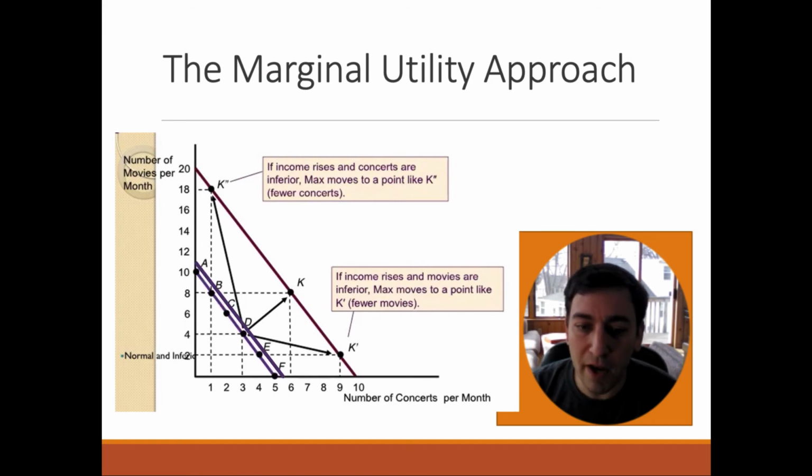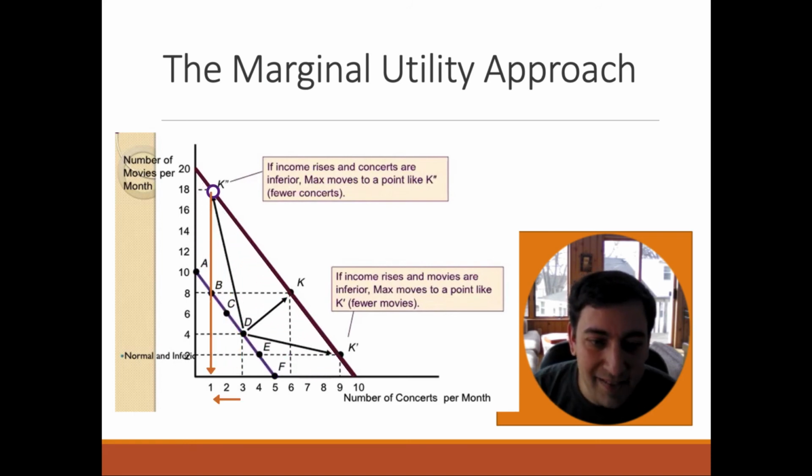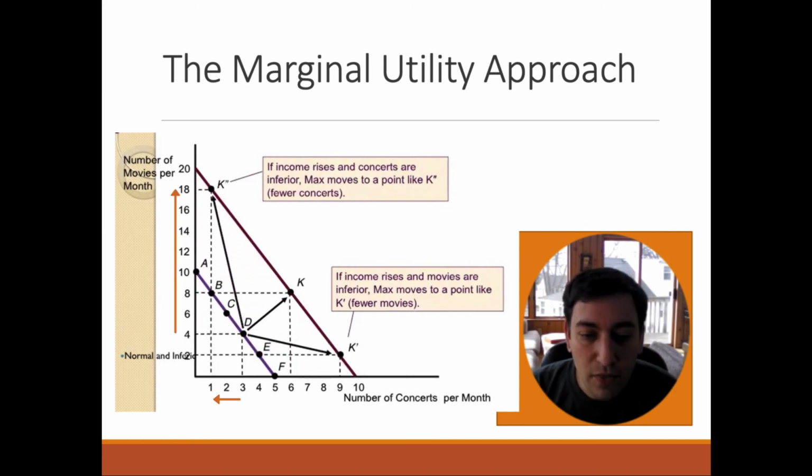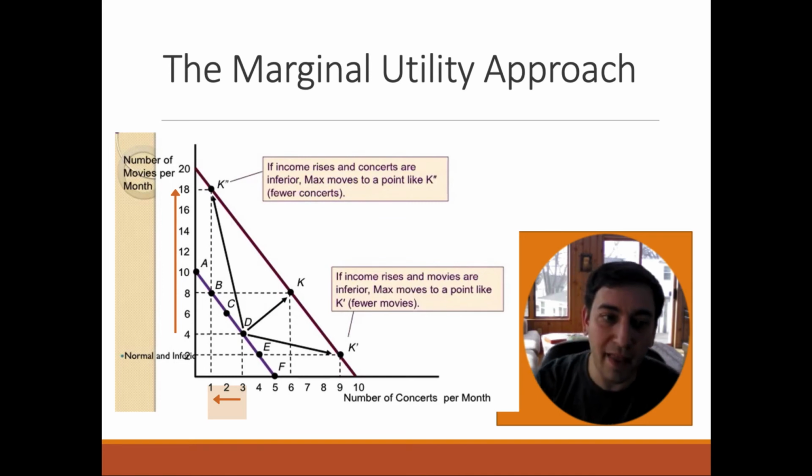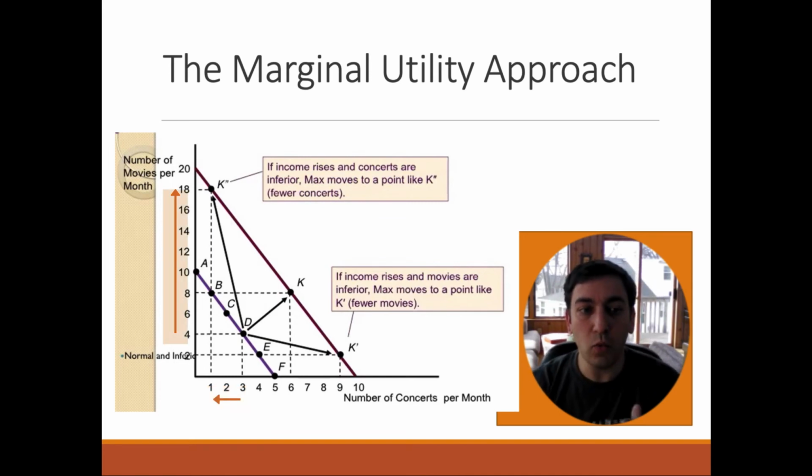Now, if your budget constraint doubles and you were buying point D and now you are over here, well, what happened? You are now buying less concerts and more movies. If that's the case, then concerts are an inferior good. As your income went up, you're buying less of them. And over here, movies would be a normal good.